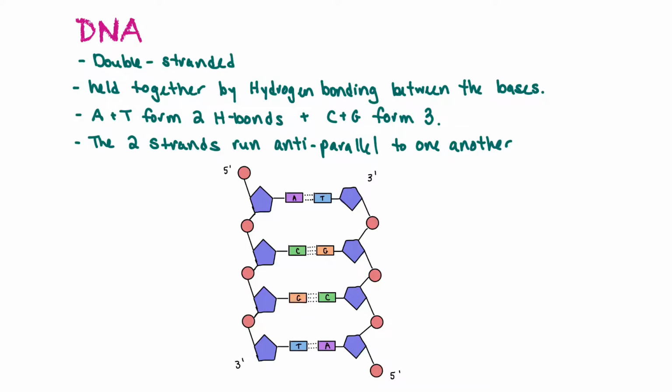Right now we'll take a look at the structure of DNA. DNA is a double-stranded molecule. You can see here there's one strand going this way and another one going this way. The 2 strands are held together by hydrogen bonding between the bases. Adenine and thymine can form 2 hydrogen bonds, and guanine and cytosine will form 3. If you notice, one of them is pointing up and one of them is pointing down, so the 2 strands run what we say is anti-parallel to one another.